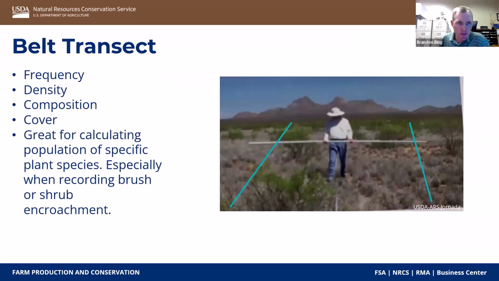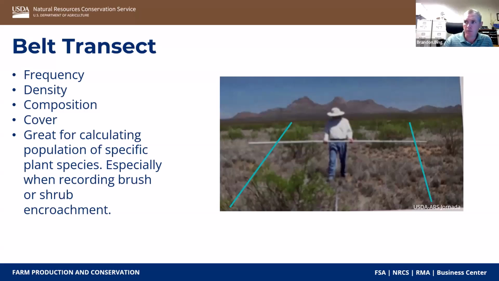A belt transect is next. This is great for calculating population of specific plant species, especially brush encroachment or shrub encroachment on a field. So we'll use this one a lot when we're looking at mesquite seedlings or huisache as it's starting to invade a rangeland site. And this gives us an idea of how many trees per acre we have out there on a bigger scale now, because you're calculating it across the entire width of that rod that you would hold at belt height and move across that transect line.